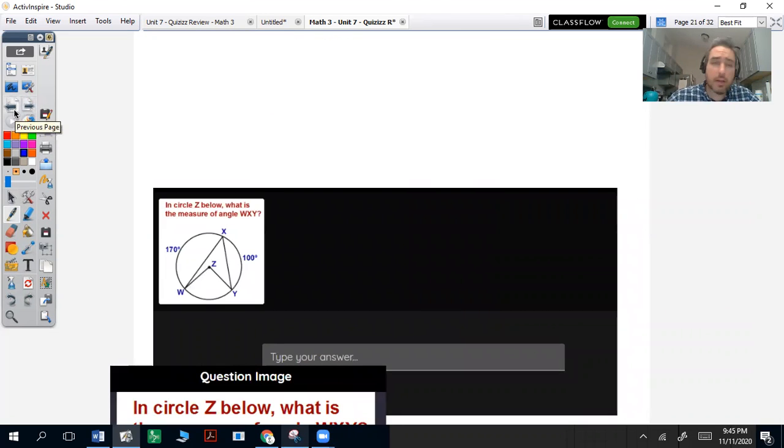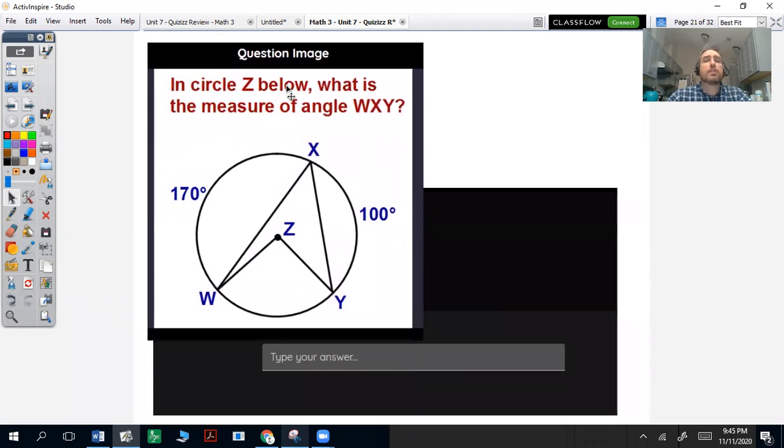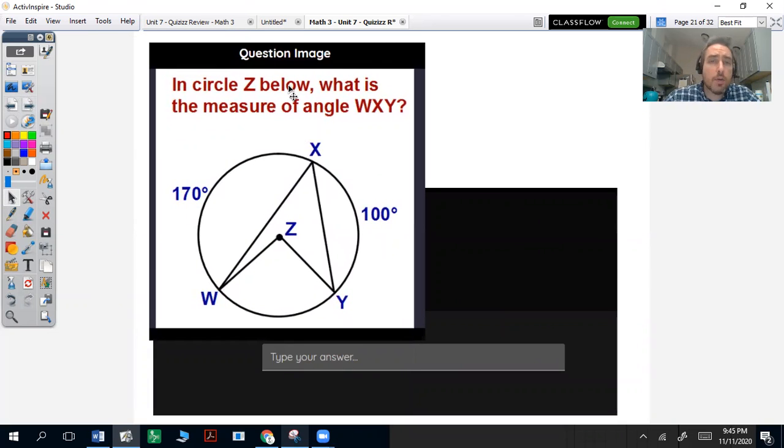All right, another inscribed angle question. Let's look at this one, make this picture bigger. In the circle below, what is the measure of angle WXY? So it's another angle that opens up to an arc down below. WXY opens up to this arc here, which we don't have the degree of. So I can't tell you what this angle is until I find the arc. Now, all arcs add to 360.